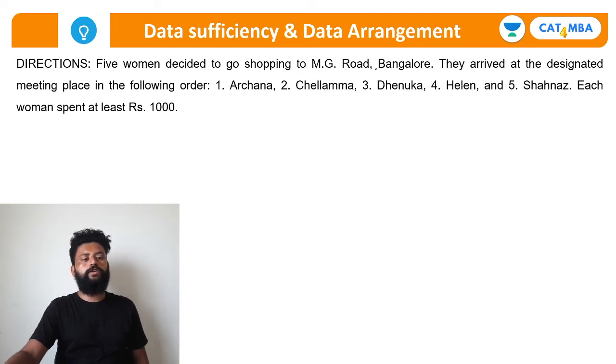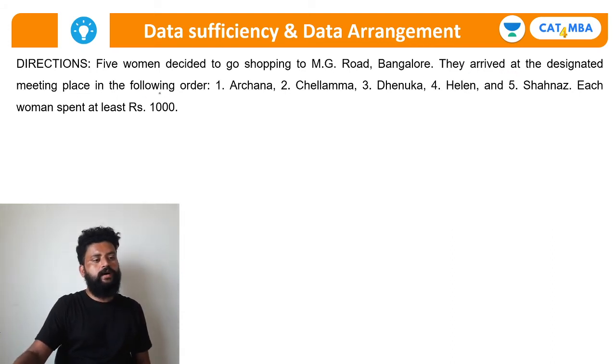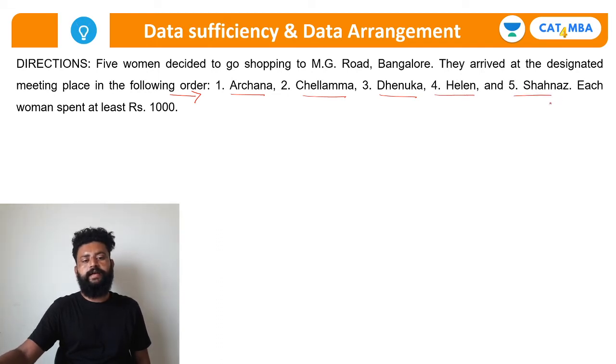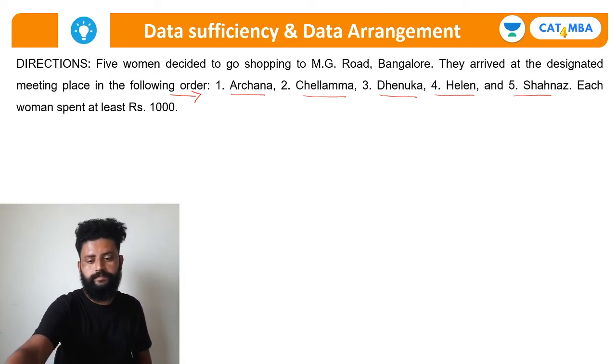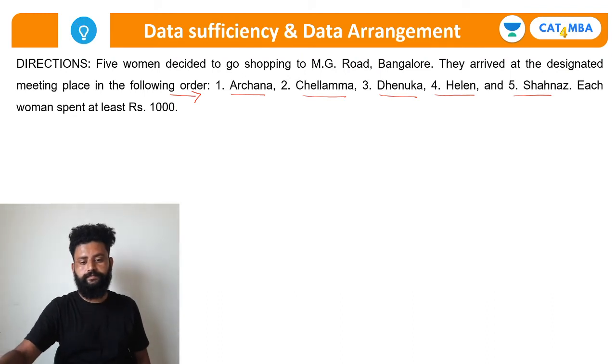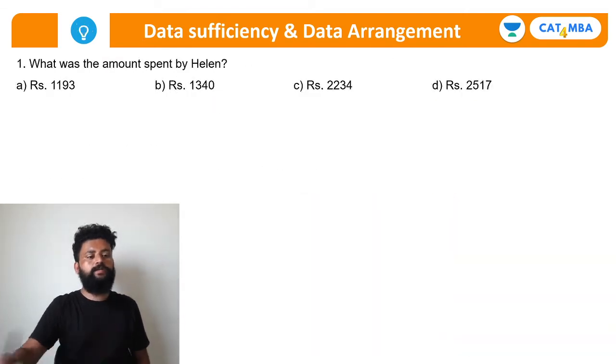5 women decide to go shopping to MG Road, Bangalore. They arrived at the designated meeting place in the following order: first Archana, second Sharma, third Dhenuka, then Helen, and then Shehnaz. Each woman spent at least 1,000. This is just the part of the information.